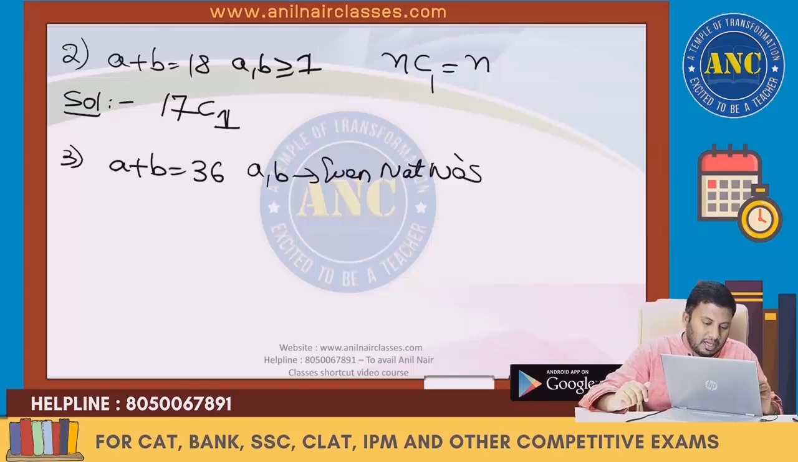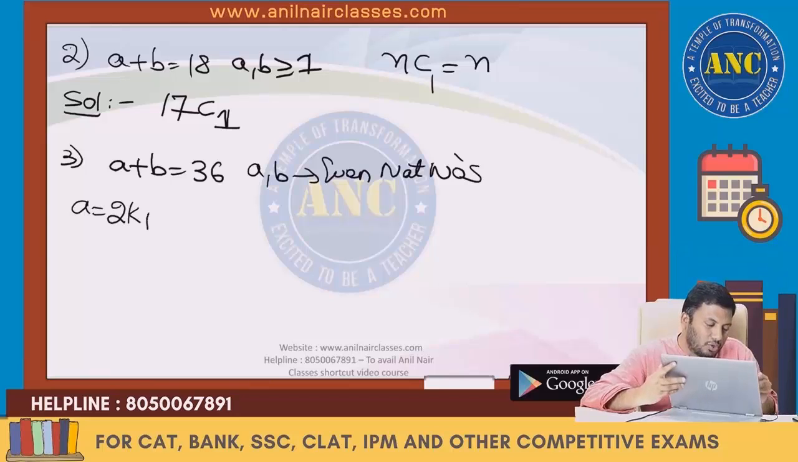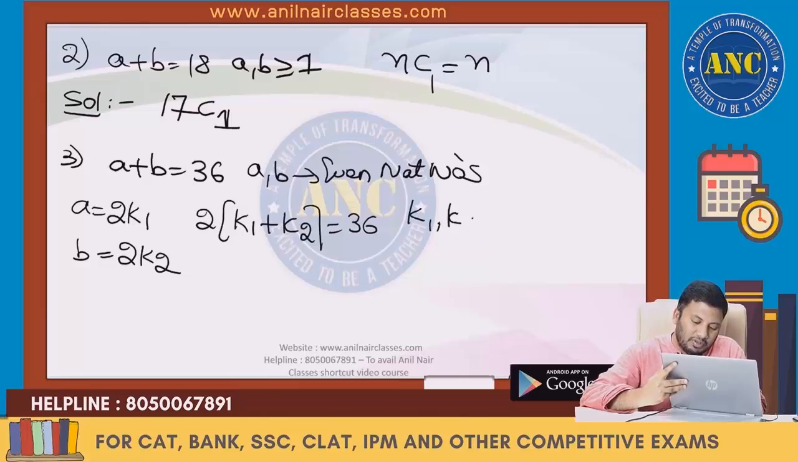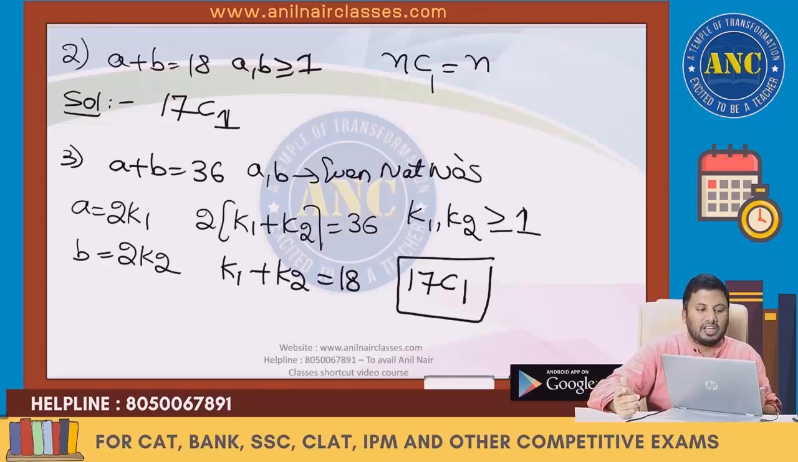A plus B equals 36. A and B are even natural numbers. Any even natural number is given by 2k1. A is 2k1, B is 2k2. So 2 into k1 plus k2 equals 36. Even numbers start with 2, so k1, k2 are greater than or equal to 1. So k1 plus k2 equals 18. If 18 balls are kept in a number line, there are 17 gaps. Select any one, 17C1. I hope the idea is very clear to you.